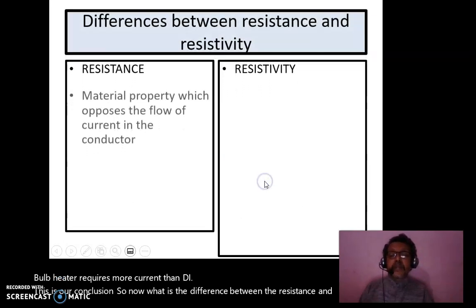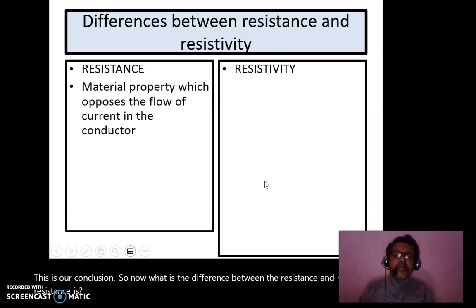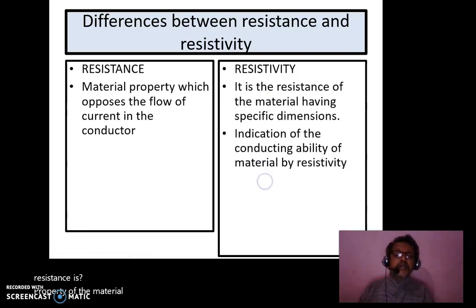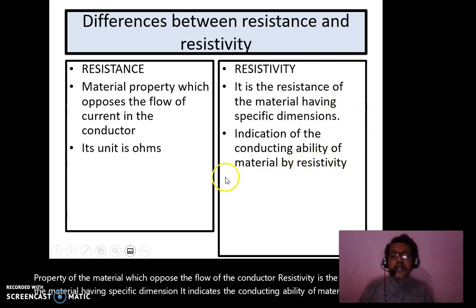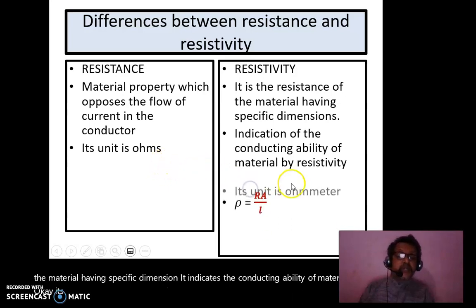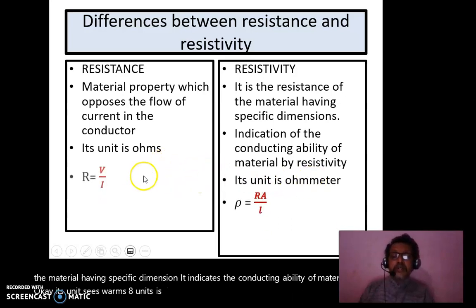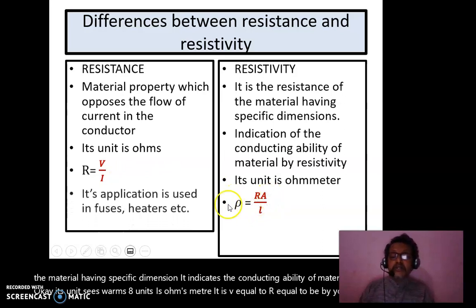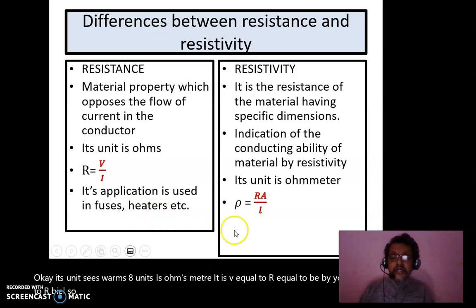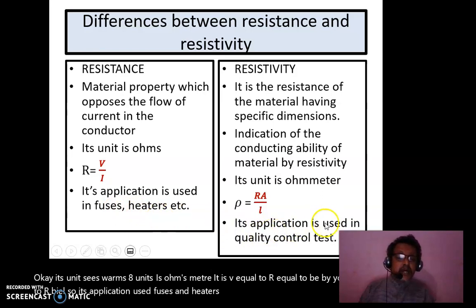So now what is the difference between resistance and resistivity? Resistance is the property of the material which opposes the flow of current. Resistivity is the resistance of the material having specific dimensions. It indicates the conducting ability of the material. Its unit is ohm. Its unit is ohm meter. Rho equal to RA by L. Its application is used in fuses and heaters. Its application is used in quality control tests.